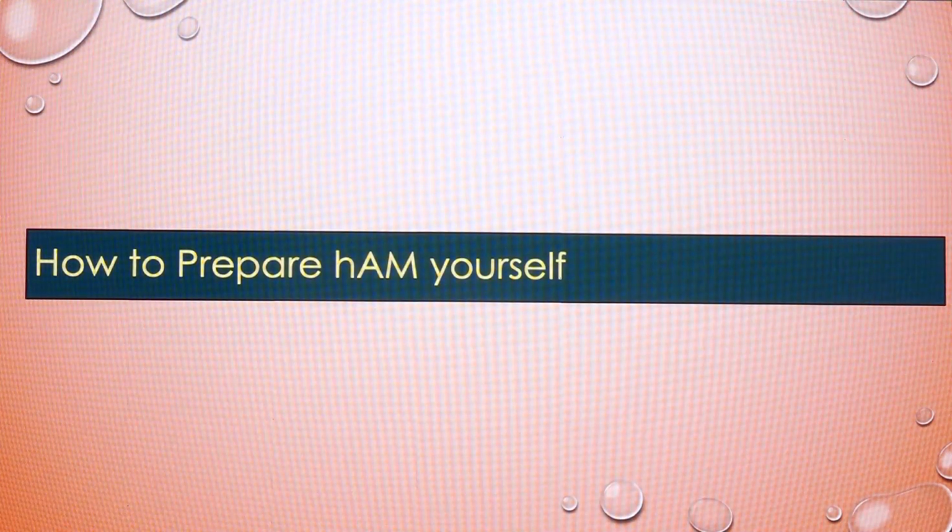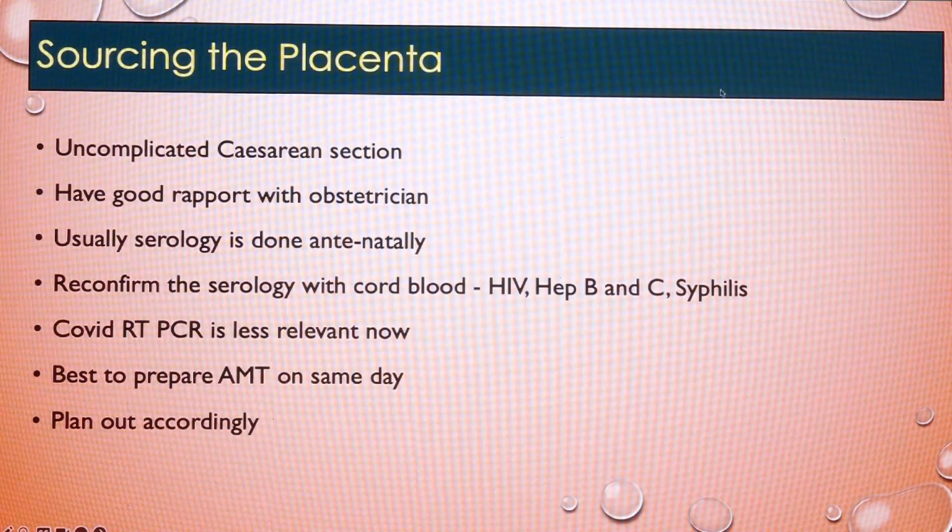So coming to preparation of amniotic membrane. So sourcing of the placenta. So you want an uncomplicated C-section for your placental source. Talk to your obstetrician friend who will be able to provide you with that. And all we need is basically a serological profiling. Usually all of these women undergo serology profile antenatally. In addition, you can always reconfirm it with the cord blood.